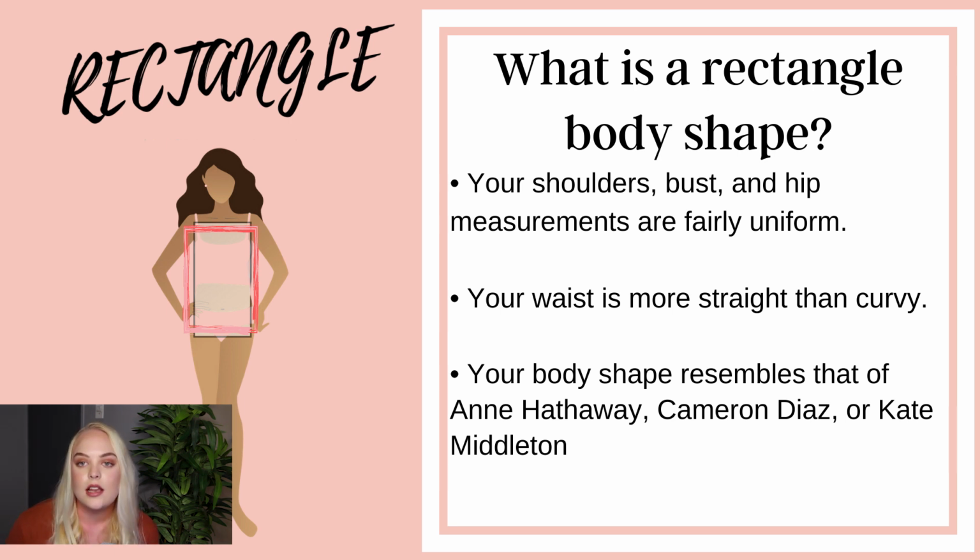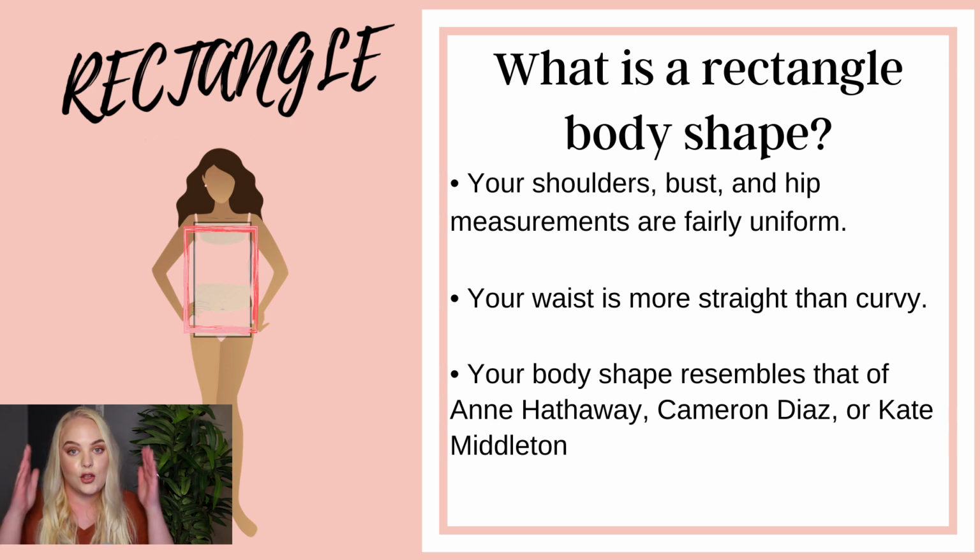So a rectangular body shape is your shoulders, your bust, your waist, and your hips are generally uniform. So one straight line. You don't have a defined waist, so you don't have a curvy waist, you have more of a straight waist. So that's how you get to the rectangular shape.